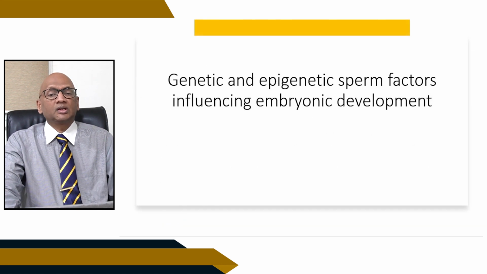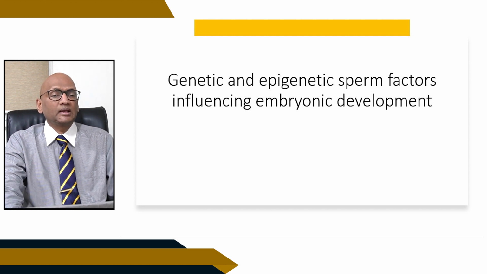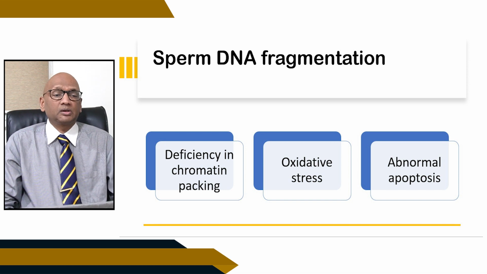When we look into the genetic and epigenetic sperm factors that influence embryo development, they can be classified into sperm DNA fragmentation, sperm aneuploidy, sperm epigenetic modification, sperm mRNA, and sperm methylation. These are the genetic and the epigenetic factors which play a role in embryonic development. The first thing I will be discussing is sperm DNA fragmentation.